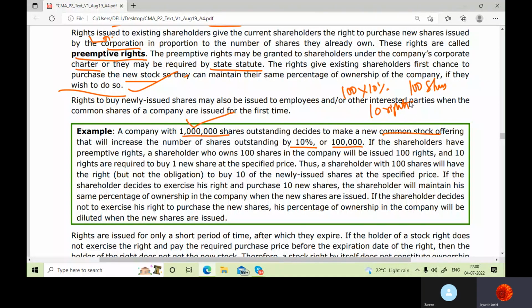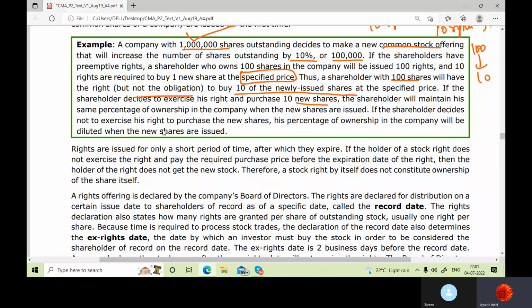So 10 rights are required to buy one share at a specified price, and the price is also pre-specified. Thus, a shareholder with 100 rights will have the right, but not the obligation, to buy 10 of the newly issued shares. So he requires 10 rights to buy one share, like 100 rights to buy 10 shares. If the shareholder decides to exercise his right and purchase 10 new shares, he can buy at a lower, predetermined price. And if he doesn't want to exercise the rights, he can leave it like that.